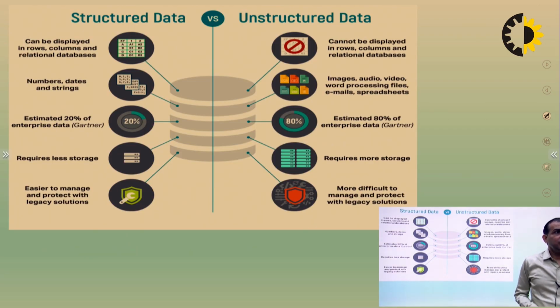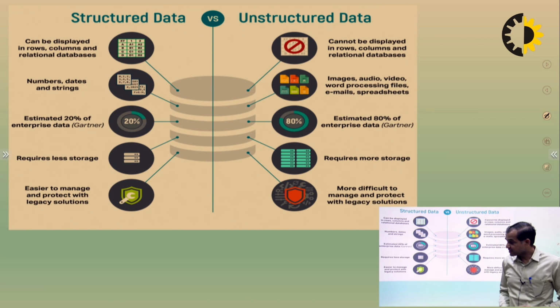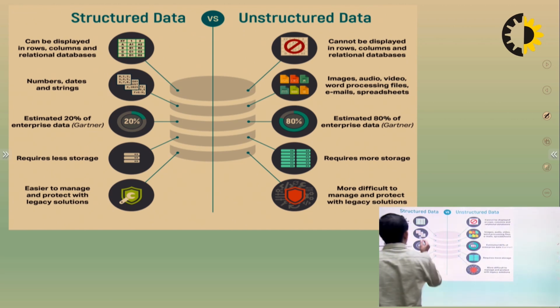So in a diagram, we have to define structured data versus unstructured data. If we are talking about structured data, it means all the data in this table can be stored in a proper format, displayed in a number of rows and columns in a relational database.